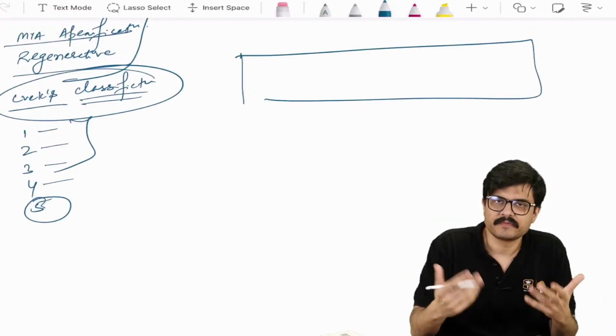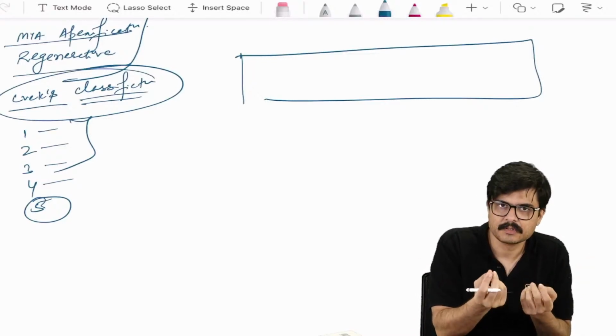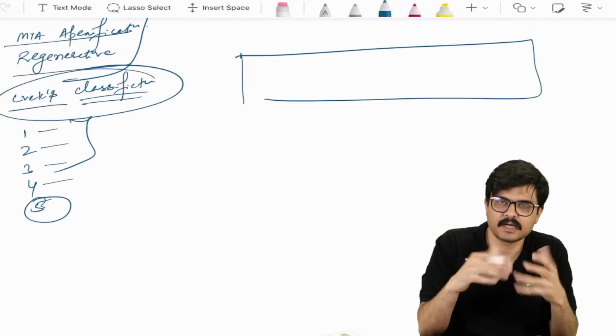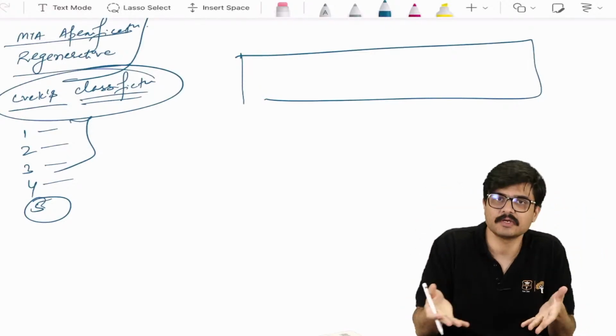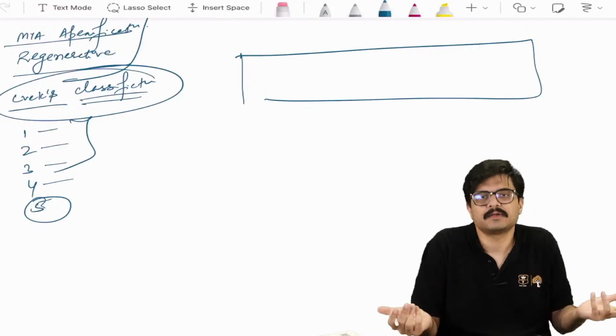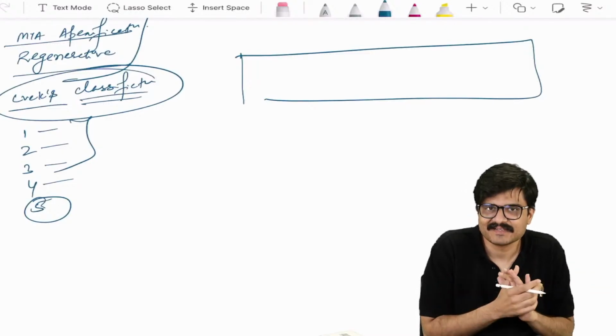So get into the zone of that topic. Get into the zone of that subtopic. Think about the relevant theory. Reach the correct answer in your head, and then see the options and mark the most appropriate one. That's the technique of minimizing your negatives, guys.